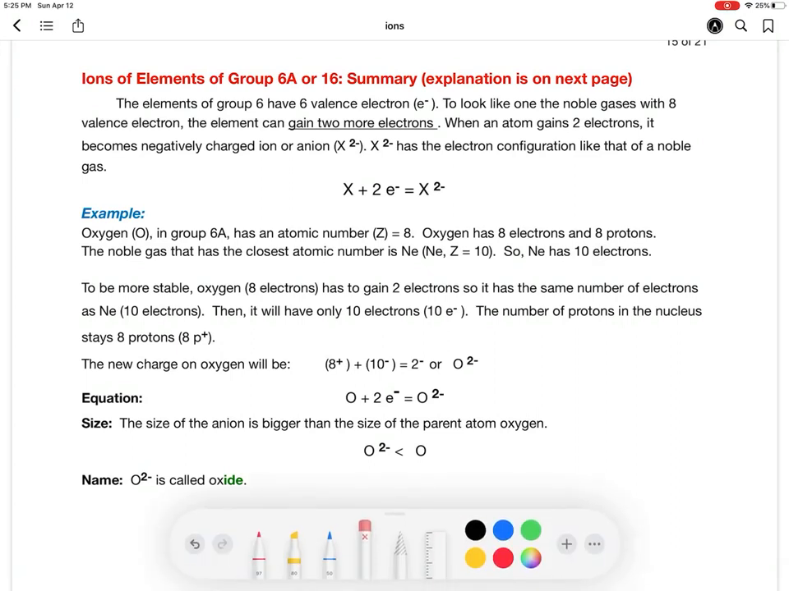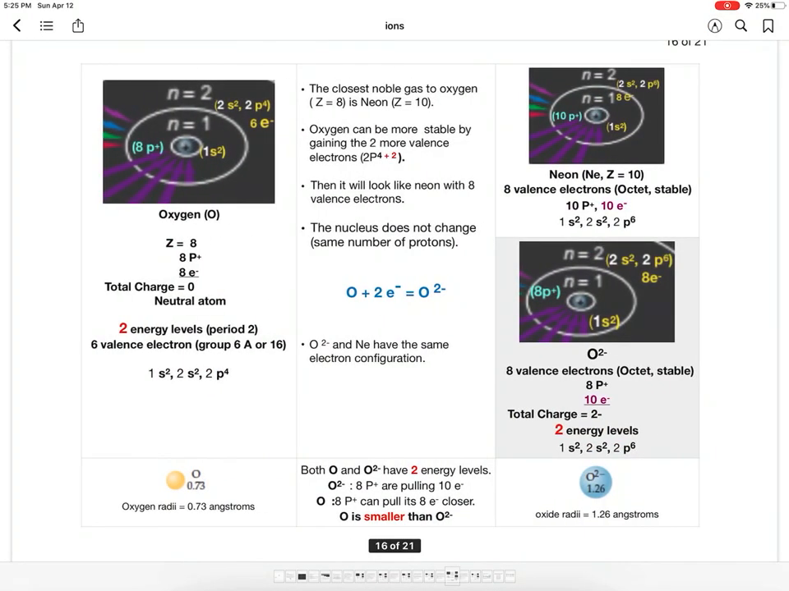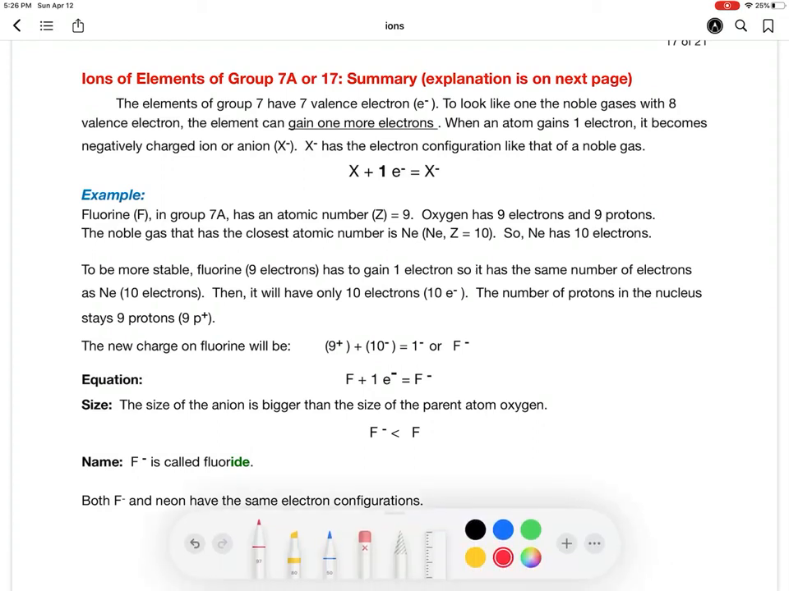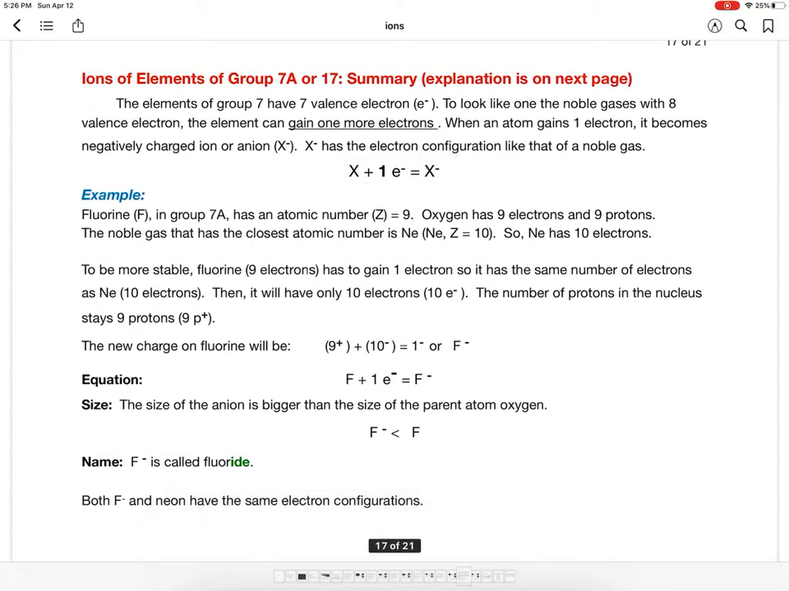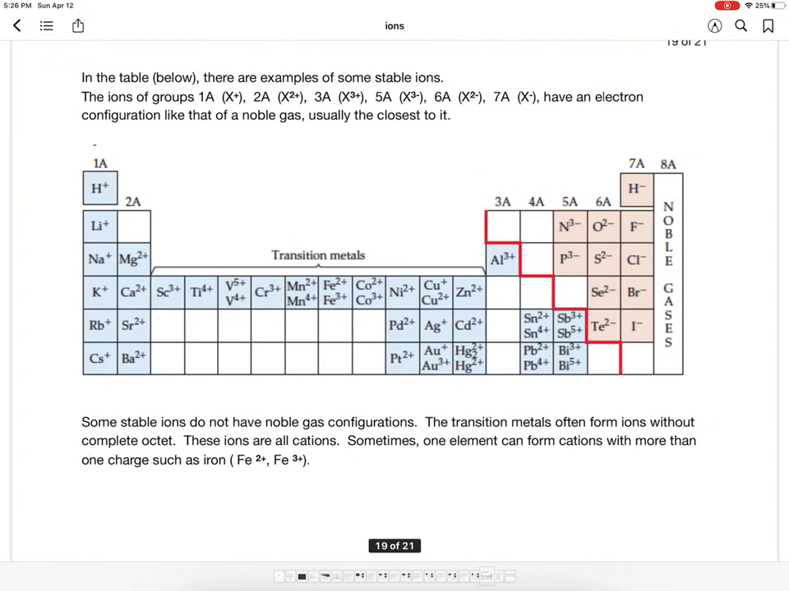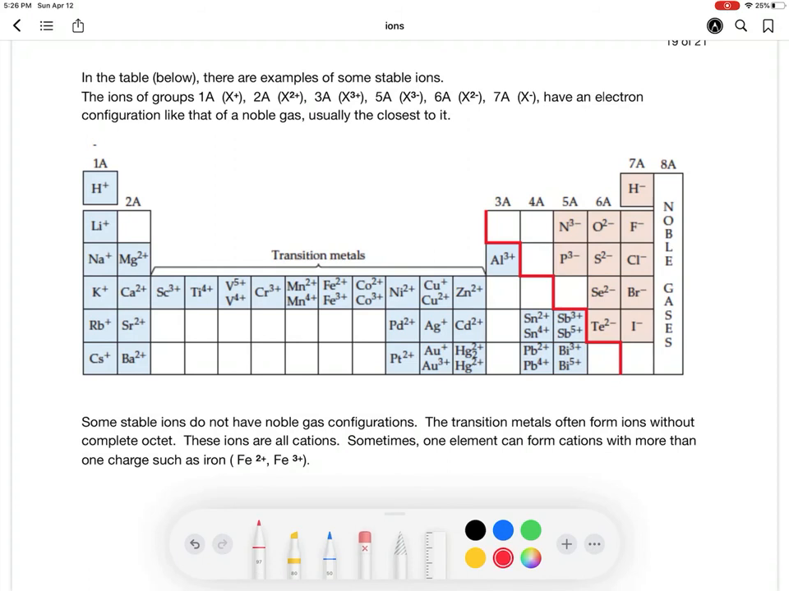So again, elements of group 6 have 6 electrons on the outer shell. They gain 2 electrons to have 8, and the charge will be 2 minus. I give you as an example here oxygen. Please read that. Elements of group 7 have 7 electrons on the outer shell. They need only to gain 1 to have 8. So when they gain this 1 electron, they will have 1 negative charge. And in all of them, please notice that the size of the anion is usually bigger than the size of the atom.